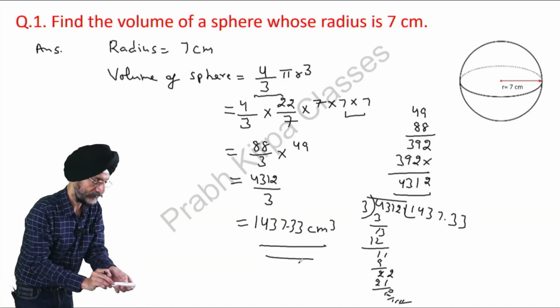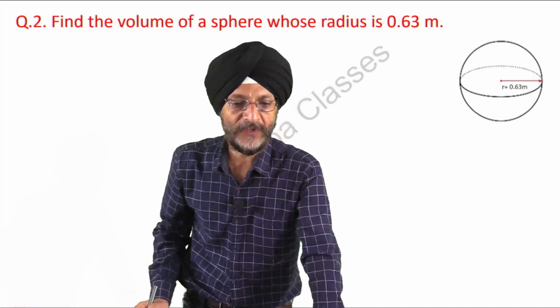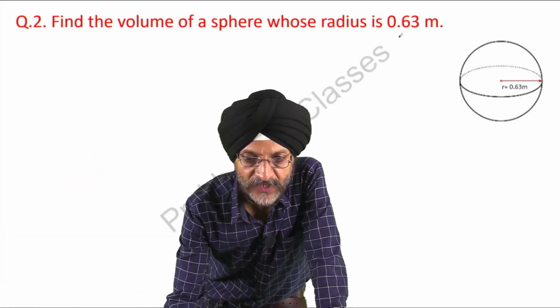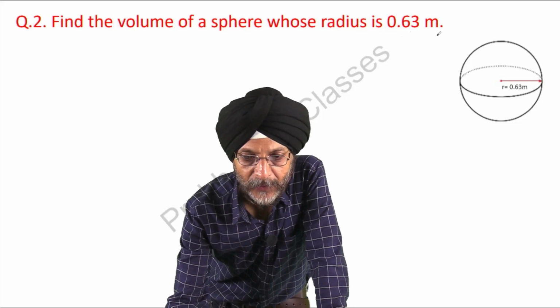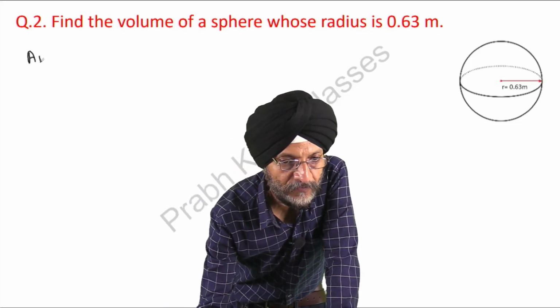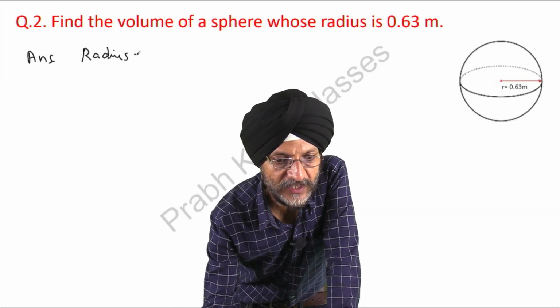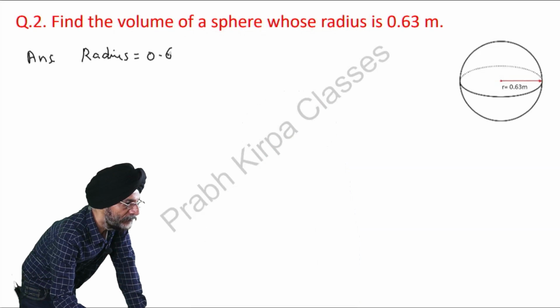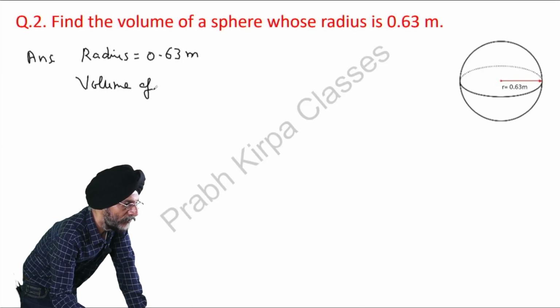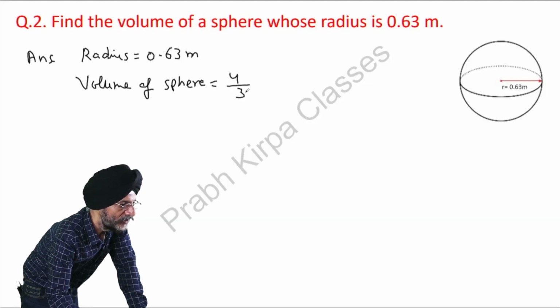Next is, find the volume of a sphere whose radius is 0.63 meter. So now what is given is radius is equal to 0.63 meter. Now what is the formula for calculation of volume of sphere? It is 4/3 pi r cube.